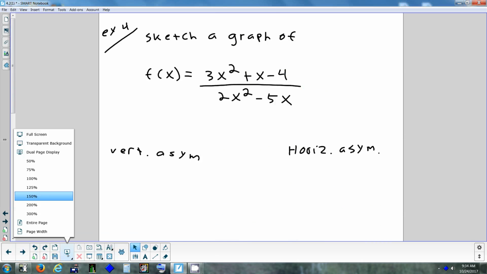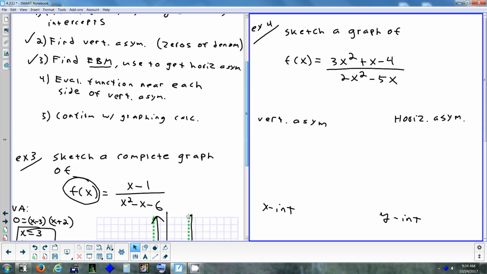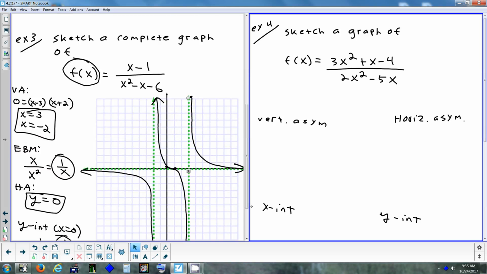What's different about this one compared to the last one? Something a little different here. Yep. The highest exponents are the same. Yeah, the degree in the top and the degree in the bottom are the same, which means you're going to get a horizontal asymptote, but it is not going to be at 0. Okay? So let's go through, and I've already kind of labeled the stuff we want to find. Let's start with vertical asymptote.